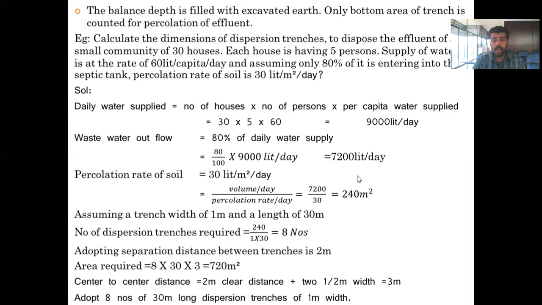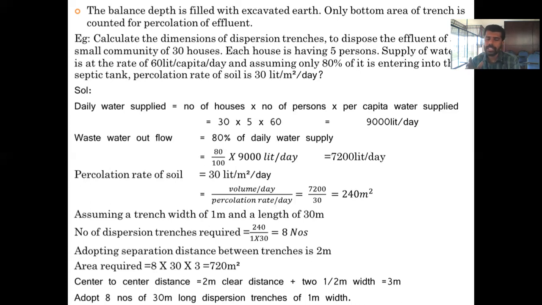Now you need to know how many trenches you need. How many dispersion trenches are required, that you have to know. So how to know that is, the diameter of the pipe that we'll be using is normally 80 mm or 100 mm. There is no change in that.